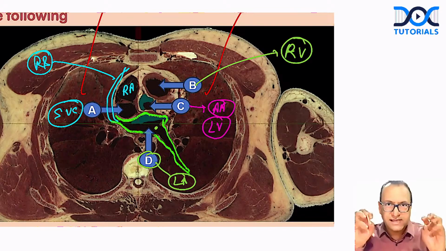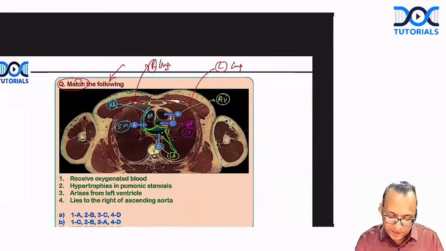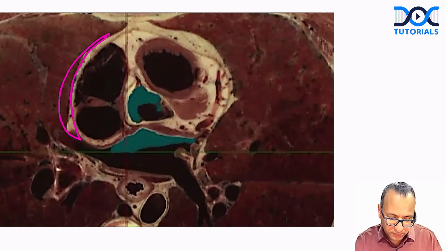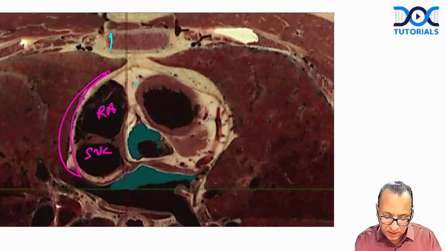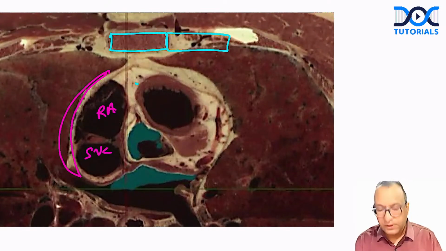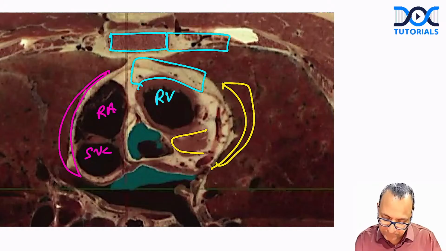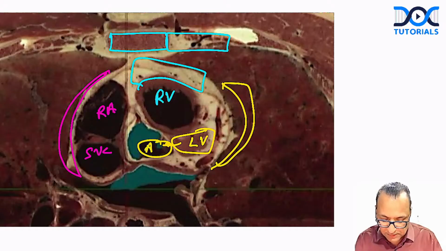Now, since these markers are overlapping, you cannot see things clearly. Let me take you to this diagram. Then it will become more clear. I'll mark again. Who is forming the right border of the heart? The right atrium and superior vena cava. Who is forming the sternocostal surface? This is the sternum and the costa. So who is forming sternocostal surface? This chamber, which is right ventricle. And who is forming the left border of the heart? This chamber, which is the left ventricle. From the left ventricle, you are getting this, which is ascending aorta.